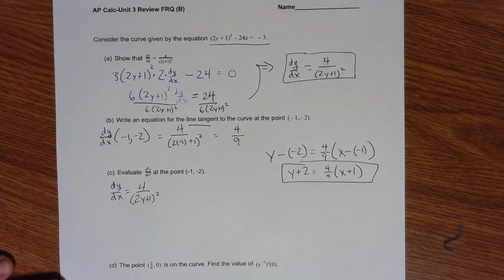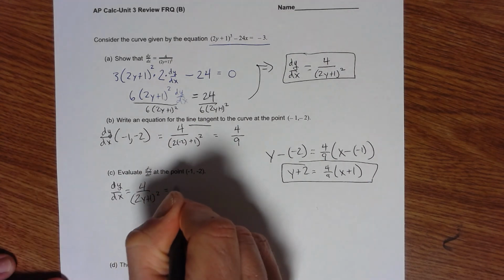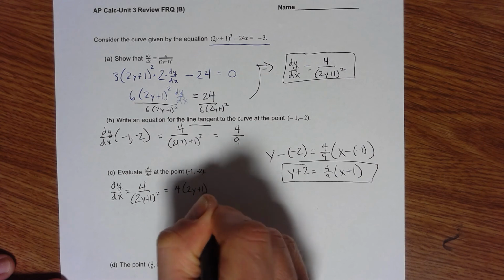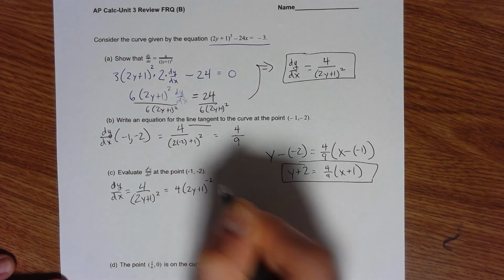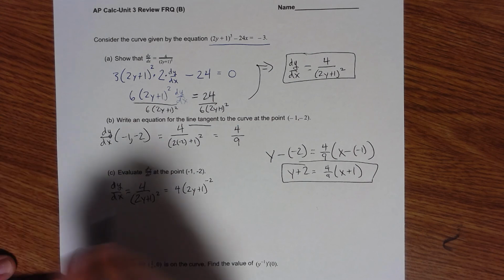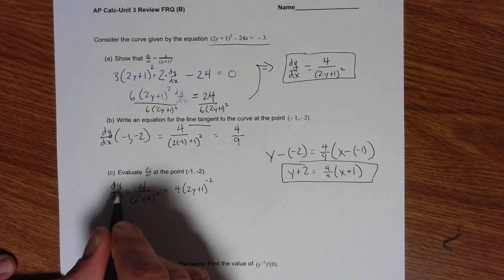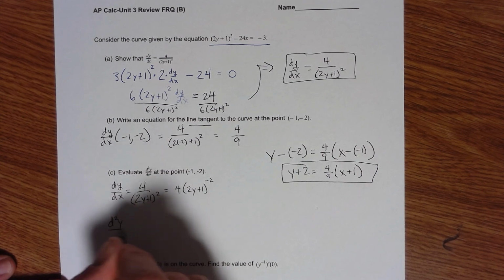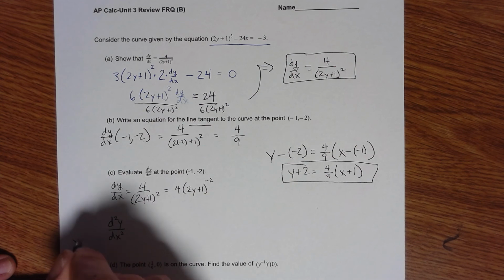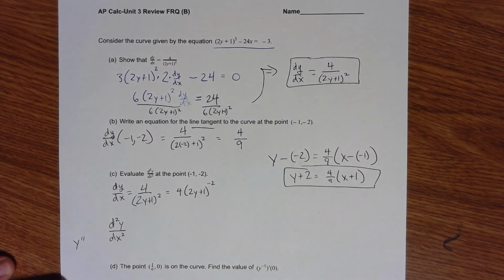You could use the quotient rule. Instead of the quotient rule, I am going to bring up the 2y plus 1, and instead of squared in the denominator, I'm going to write it as raised to the negative 2 power. So then the derivative of the left side, the derivative of dy/dx, is d squared y/dx squared, which is really just the same as y double prime.